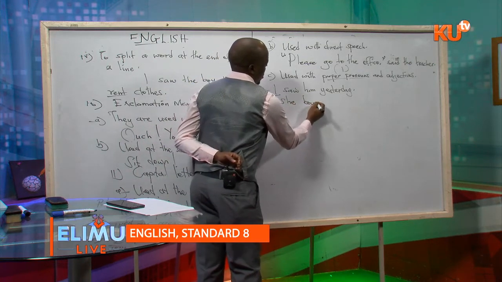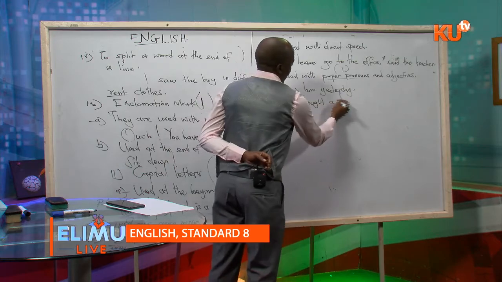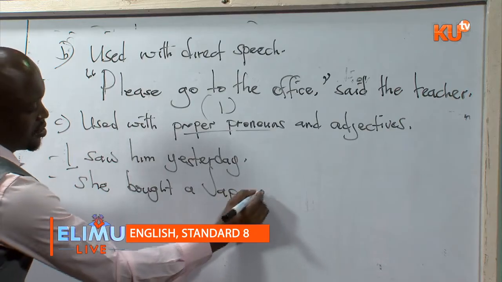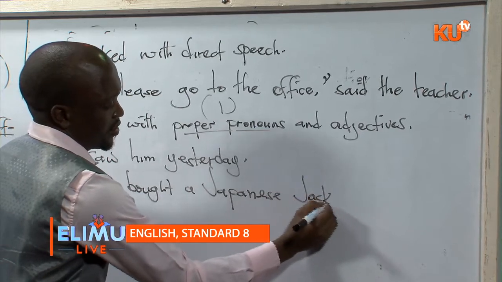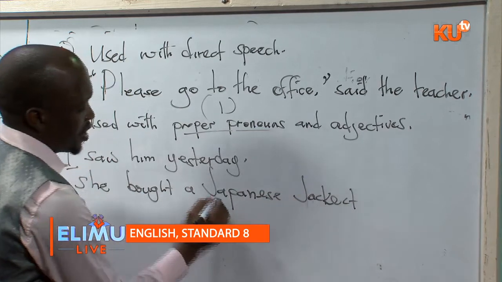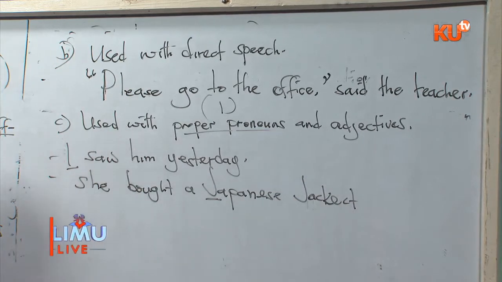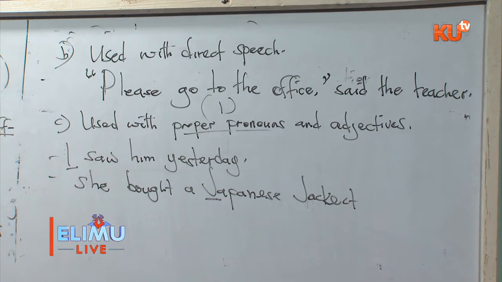What we mean by proper adjectives are like, she bought a Japanese jacket. So Japanese, J there should be capital. Japanese is a proper adjective.